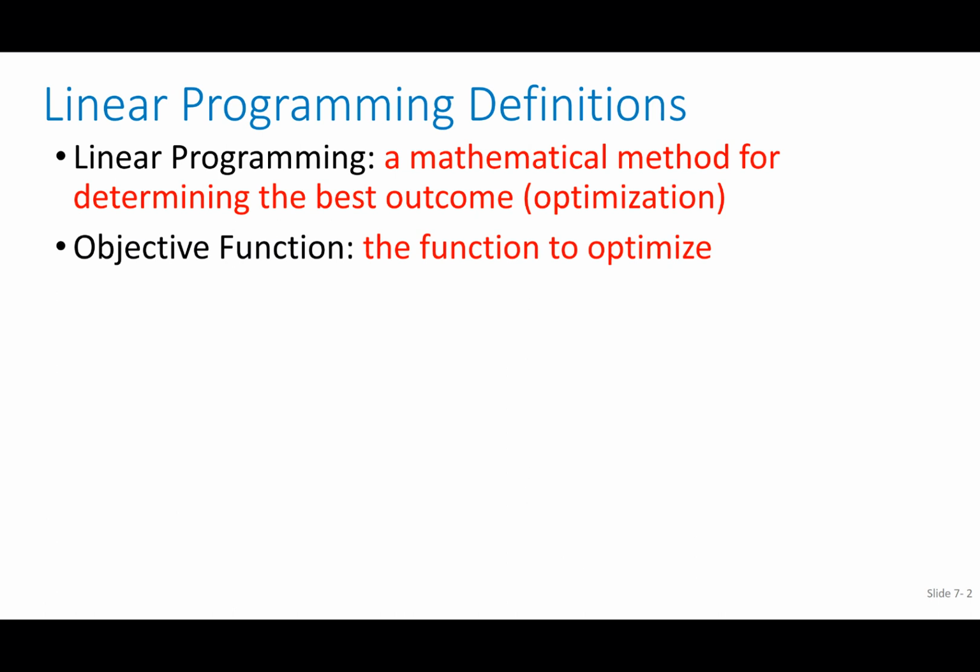What we're going to work with is called the objective function. So this is a function that we're trying to optimize. And all this will come together once we actually start doing the problems. But this objective function is important. We will be working with an objective function. We will be finding an objective function. And that function is what we're going to use to determine our final answer.